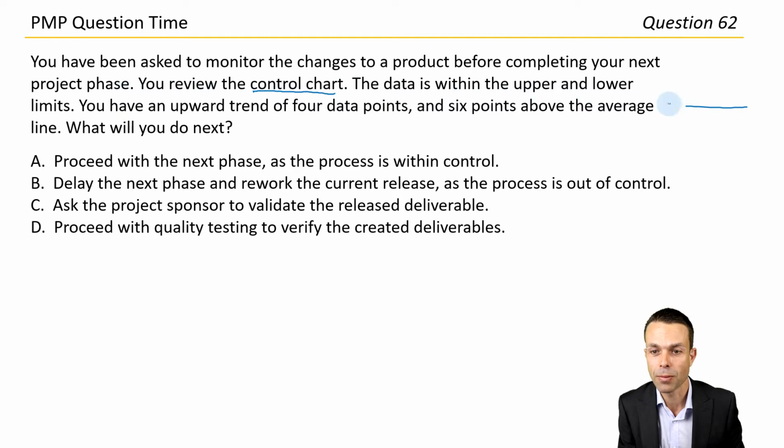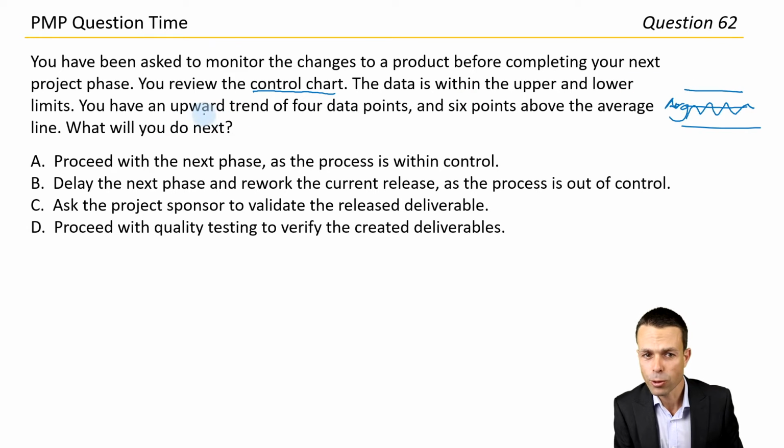Okay, control chart, got the average here, upper limits, lower limits, and we've got the actual data itself. You have an upward trend of 4 data points and 6 points above the average line, 1, 2, 3, 4, 5, 6.